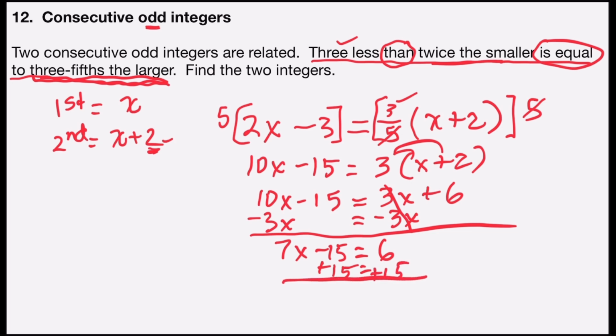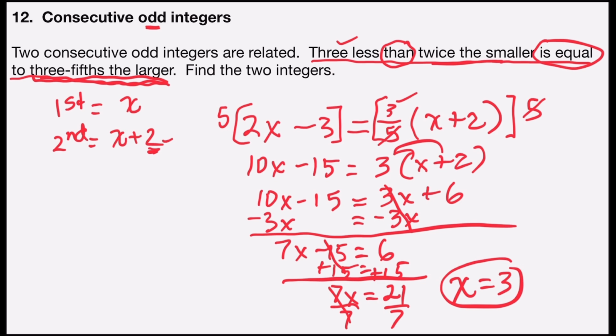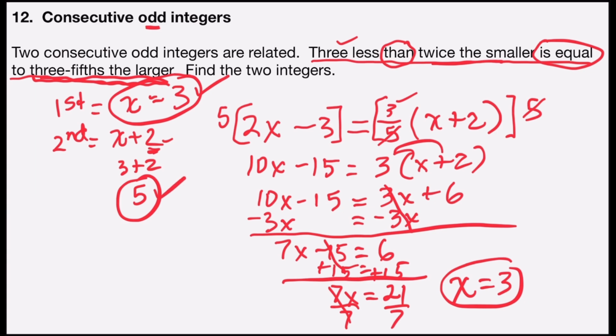Negative 15 plus 15 is 0. 0 plus 7x is 7x. And 6 plus 15 is 21. Divide both sides by 7. 7 divided by 7 is 1x. And 21 divided by 7 is 3. So my first integer, x, is equal to 3. My second consecutive odd integer will be 3 plus 2, which would be 5. So my first consecutive odd integer is 3, and my next consecutive odd integer is 5.